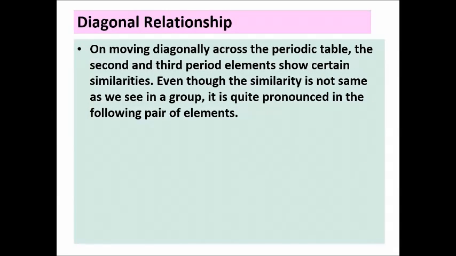The next anomalous behavior is the diagonal relationship. When we move diagonally across the periodic table, in the second and the third period, they show some similarities. And even though the similarity is not the same as we see in a group, it is quite pronounced in the following pairs of elements that are to be noticed.